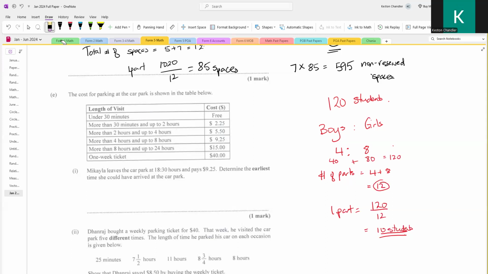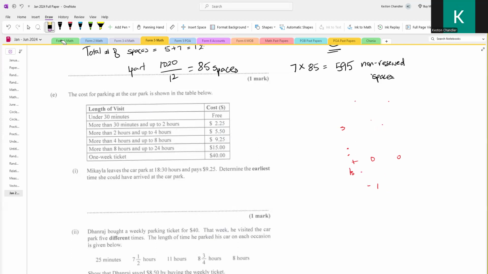All right, nice. Good. So the entire question is based on this parking lot. They said the cost of parking is shown in the table below. Michaela leaves the car park at 1830 hours. 1830 hours is 6:30 p.m. This is the time that she leaves. She pays $9.25. That's how much money she's paying for parking. Determine the earliest time she could arrive at the car park.